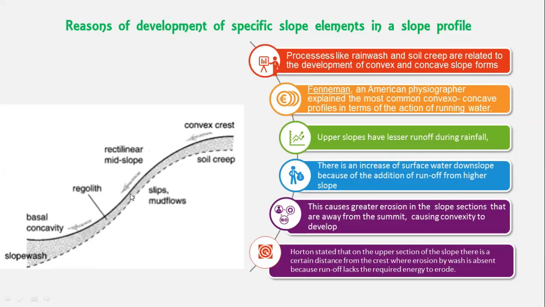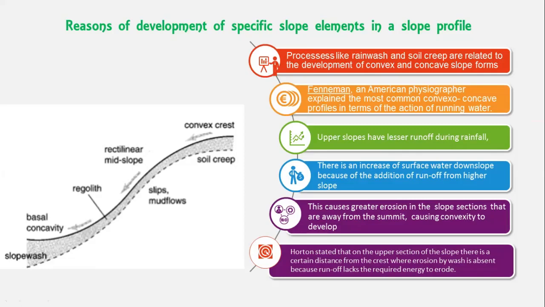So when the volume increases, the energy of erosion will increase. Now when the energy of erosion increases, particle matter also increases. So what will be its effect? That means there will be more erosion. That is why I said that there will be more erosion as one goes away from the convex crest.